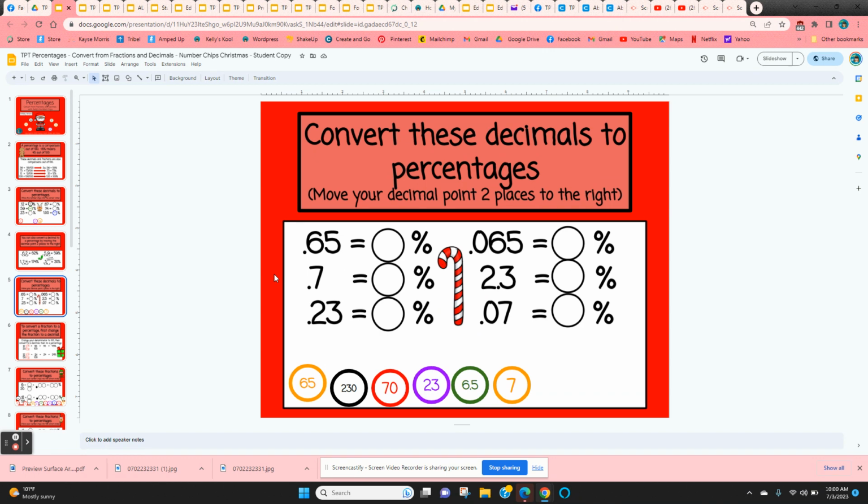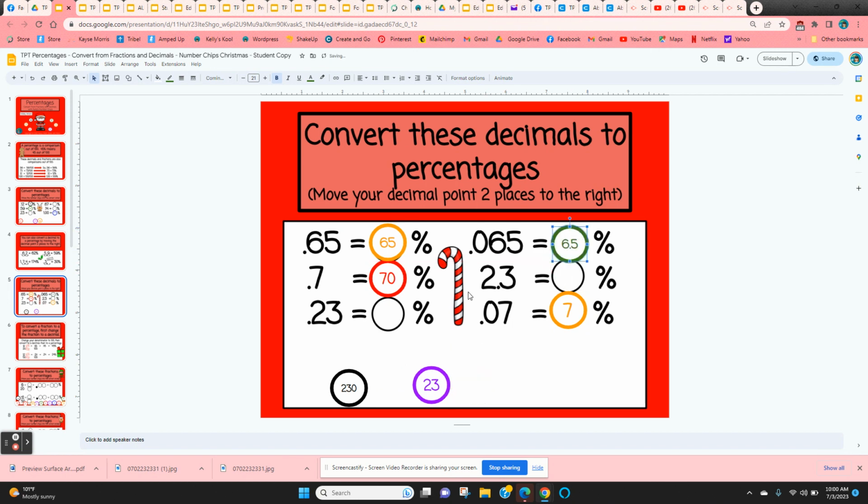So the next slide, students are going to be doing that. They're going to be moving the decimal point 2 places to the right. So the second one, again, there's no number there, so they have to add a 0. So this would be 70%, and then this one would be 7%, moving the decimal point 2 places to the right. So you've got 65%, and then this one, 6.5%, and so on.